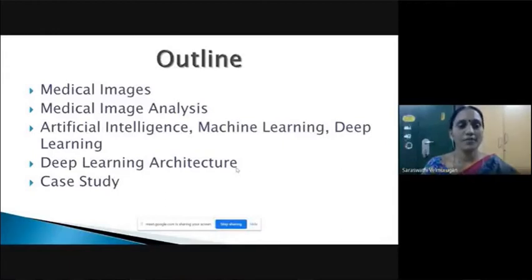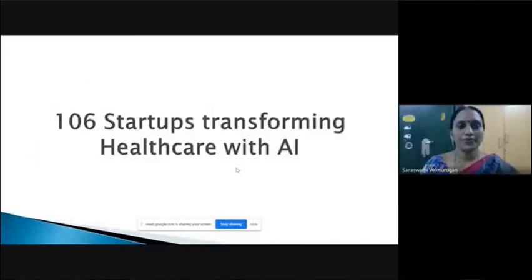Then we'll move on to deep learning architecture and then case study, right? So now, as I told you, why there is a need to go for medical image analysis. I'll narrate one or two slides on why there is a need to go for medical imaging analysis. I'll tell you now, right?